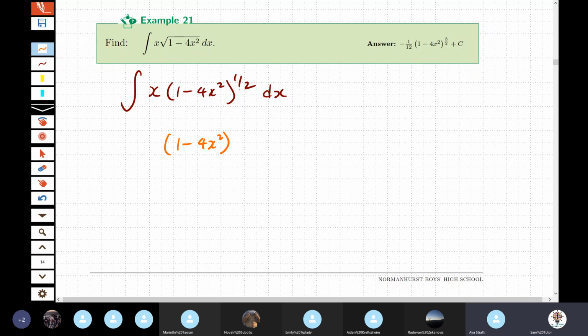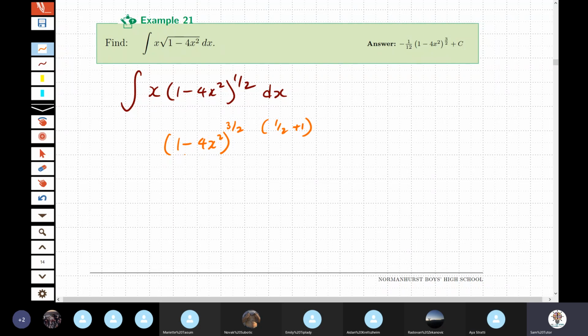No. You got to increase it by 1. Negative half, no, increase it by 1, because you're actually integrating. Oh, so we don't differentiate this. No, not yet. Wait, hold on. You first integrate it like that. So you add 1 to the power. So negative half plus 1.